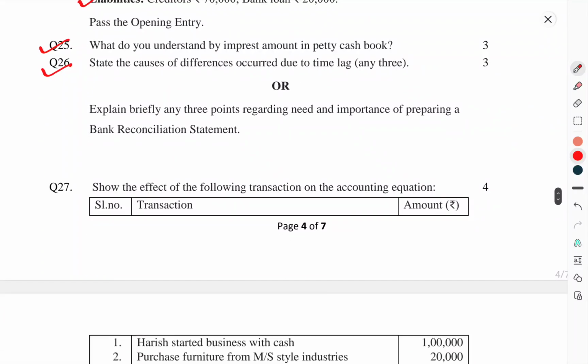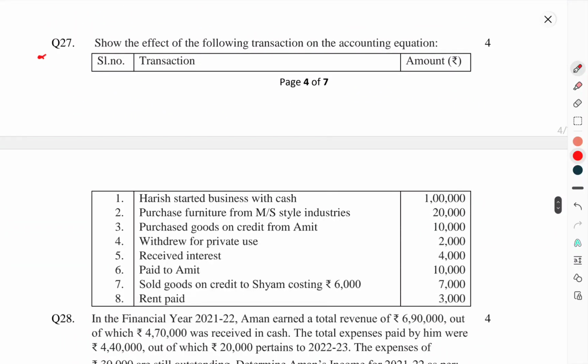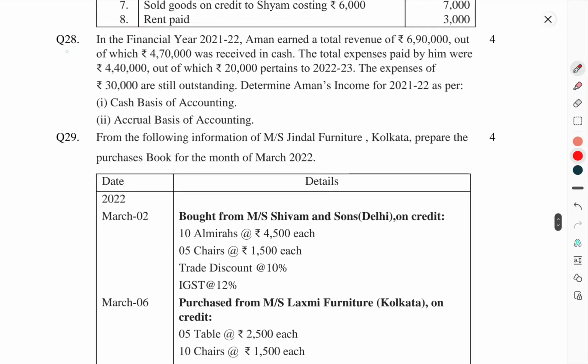Or explain briefly, in 3 points, the need and importance of preparing a bank reconciliation statement. Question number 27. Show the effect of the following transactions on the accounting equation. Question number 28. In the financial year 2021-22, Aman earned total revenue of 6,90,000, out of which 4,70,000 were received in cash.